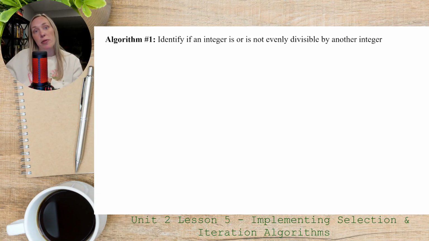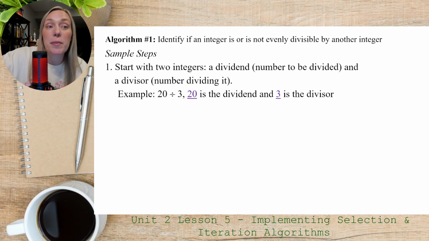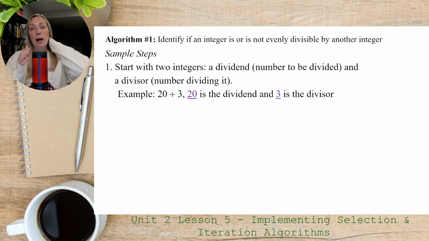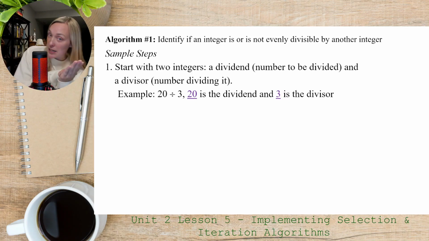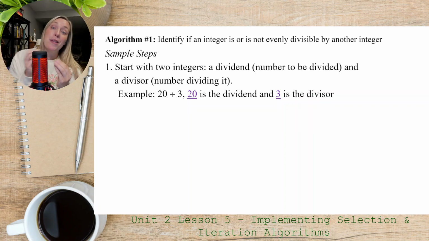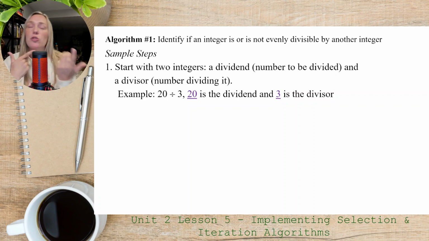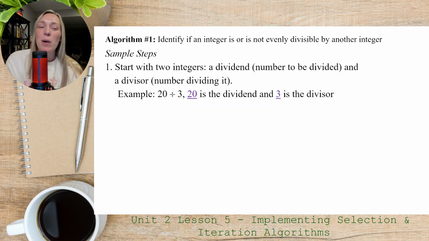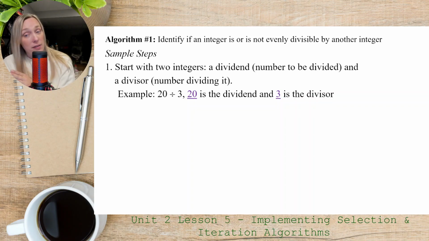So let's talk about identifying if an integer is or is not evenly divisible by another integer, pretending we don't already know about the mod operator. Let's pretend we haven't learned about the mod operator yet, right? Let's see how we can use an algorithm to help us determine this. So what we want to do is we have 2 integers, right? The 2 integers we label as a dividend and a divisor. The dividend is the number that's going to be divided, right? And the divisor is the number dividing it. So to put an example to that, because sometimes words are confusing, if I have 20 divided by 3, 20 would be the dividend and 3 would be the divisor here.